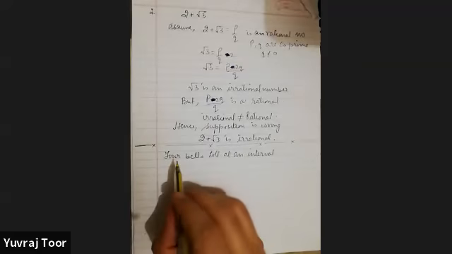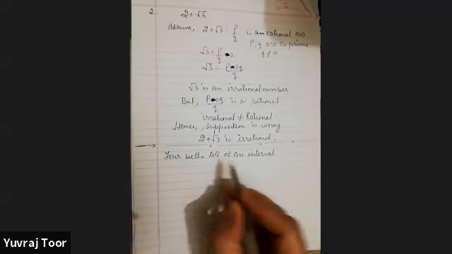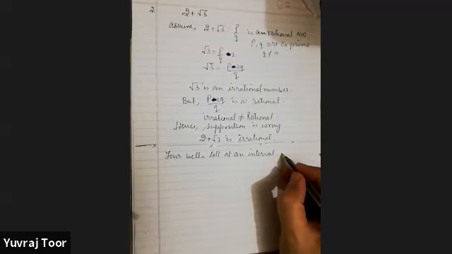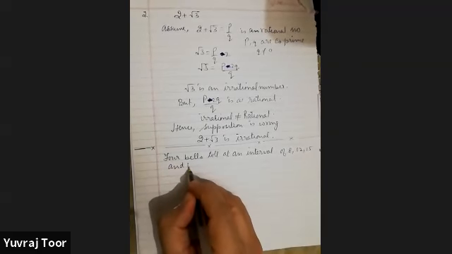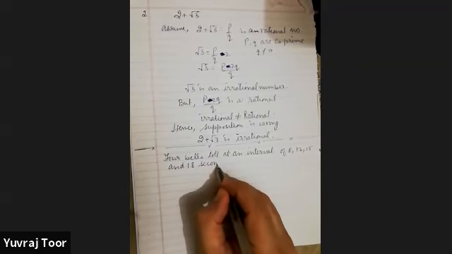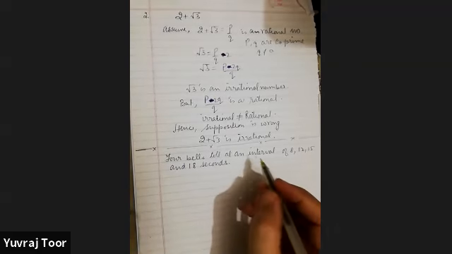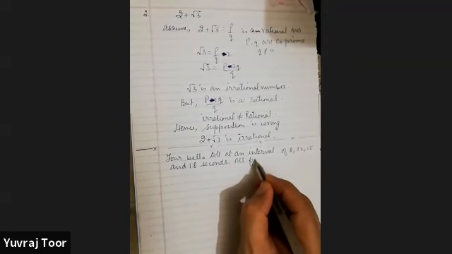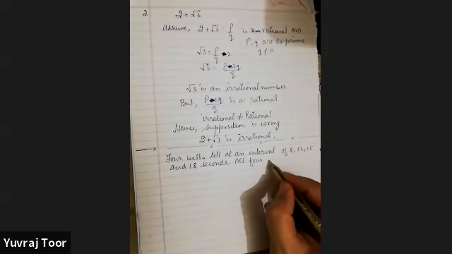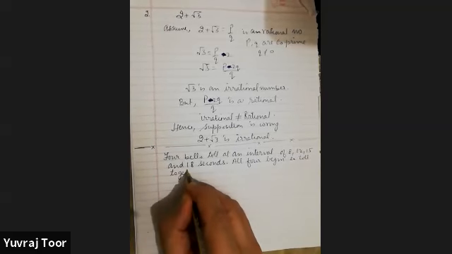I'll repeat. 4 bells toll at an interval of 8, 12, 15 and 18 seconds. All 4 begin to toll together.